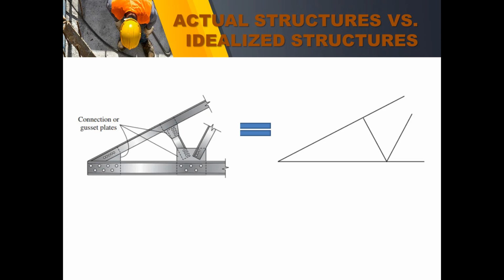So similarly in trusses, a series of trusses are normally welded or bolted on joints connecting a series of members to form a triangular configuration. But in idealized structure, it is implied that these connections will be just represented by the connected framing system or truss members.